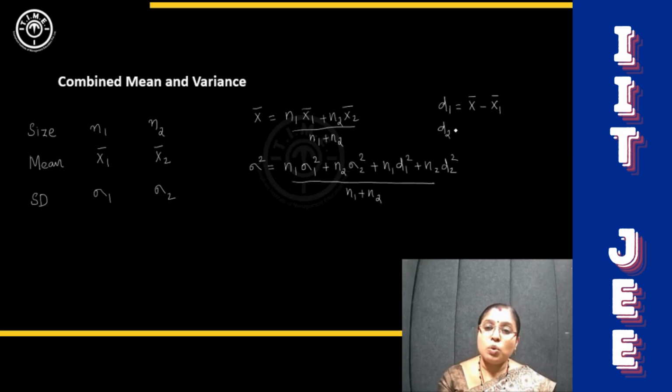Similarly, d2 is equal to x bar minus x2 bar, where x bar is the combined mean, x1 bar is the mean of the first series and x2 bar is the mean of the second series. So let me explain once again. The combined mean is x bar is equal to n1 x1 bar plus n2 x2 bar divided by n1 plus n2, and the combined variance is given by n1 sigma 1 square plus n2 sigma 2 square plus n1 d1 square plus n2 d2 square divided by n1 plus n2.